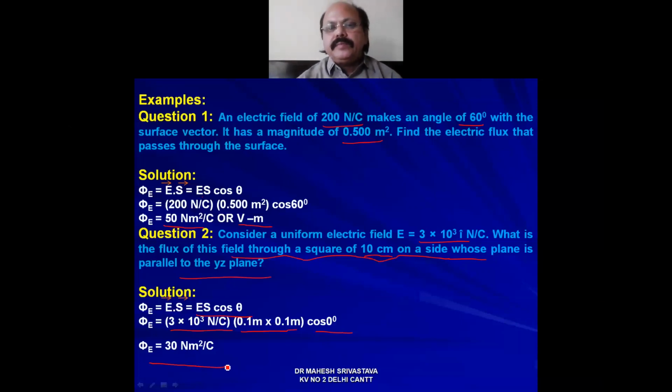So these are the two examples that we have taken so that you can understand how the flux changes with the direction of the normal vector relative to the electric field, or when you change the position of the area of the surface with respect to the direction of the electric field.